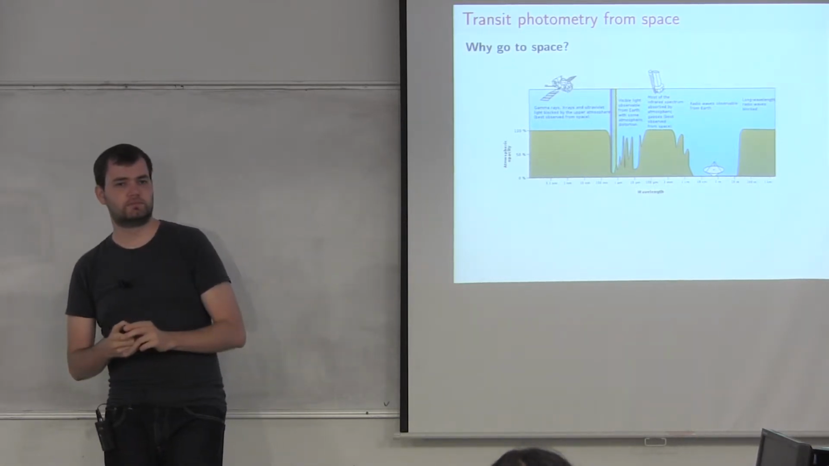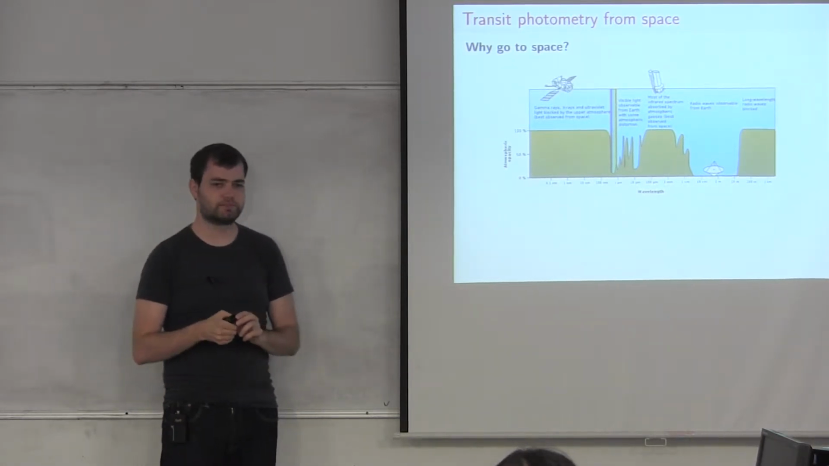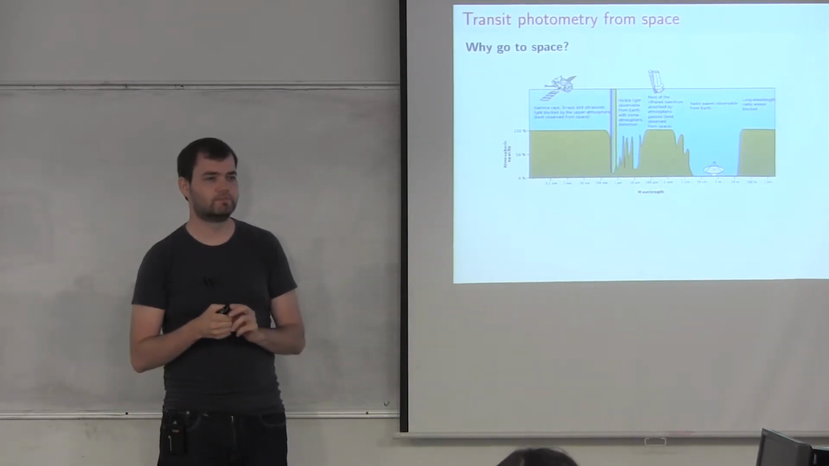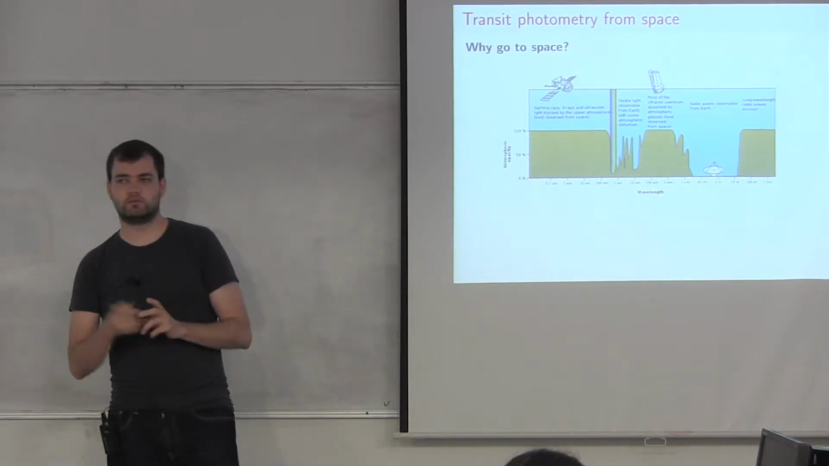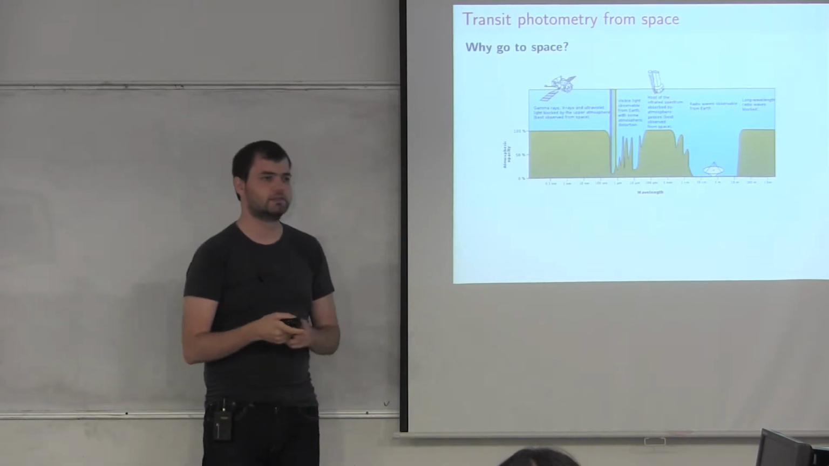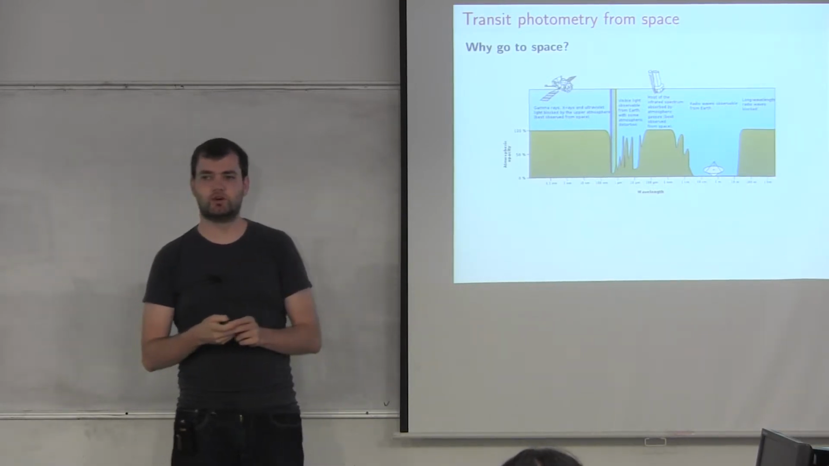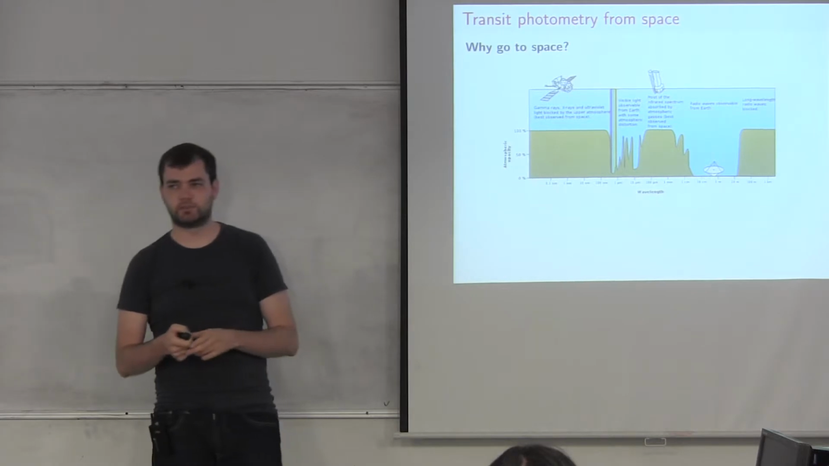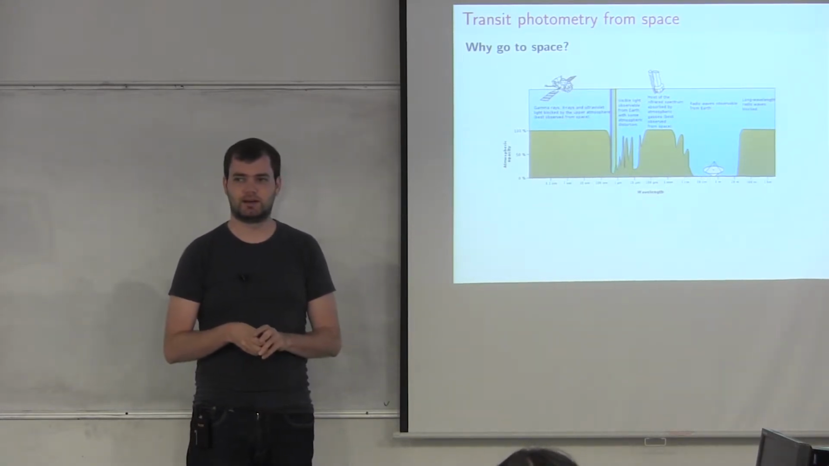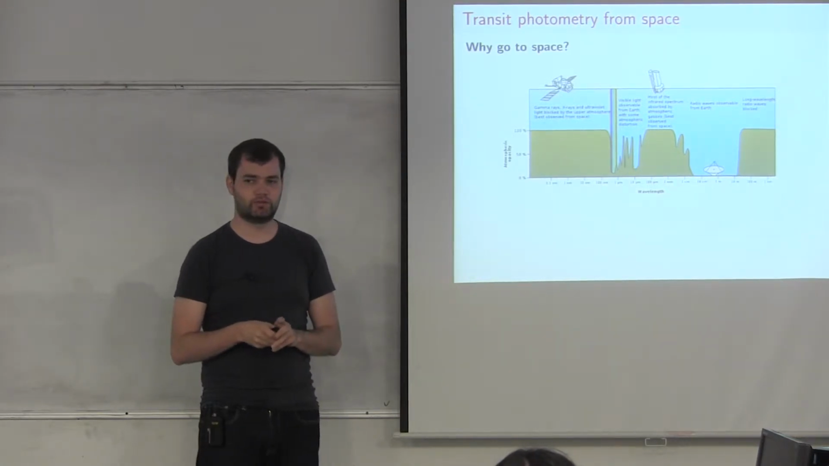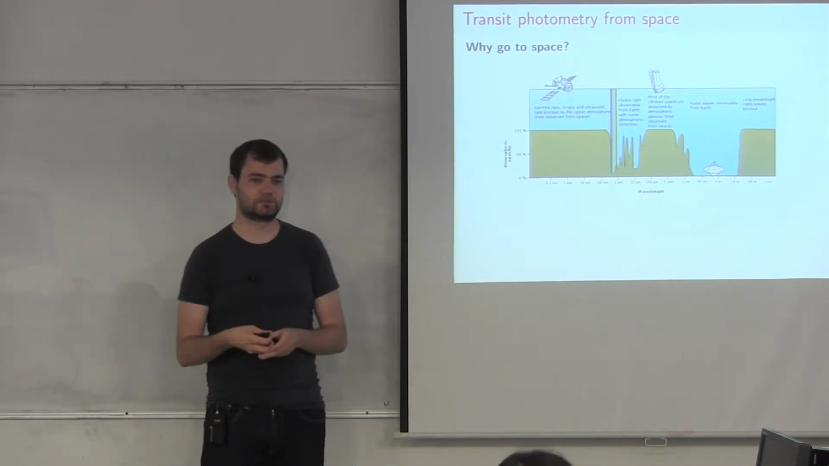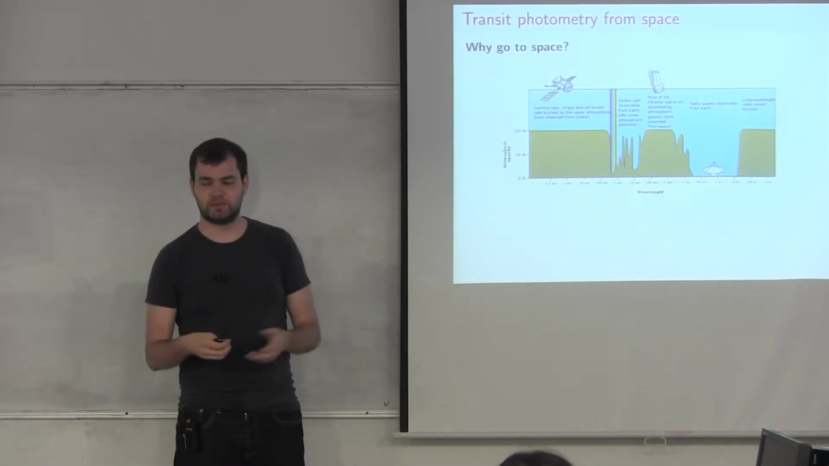Why? Precision of the data. That's one. Why would we go to space instead of measuring transit from ground? So, precision is an important one, and the other one is mostly continuous observations. So you don't have to worry about the sun, mostly. So you can make measurements day and night, which can be really helpful.